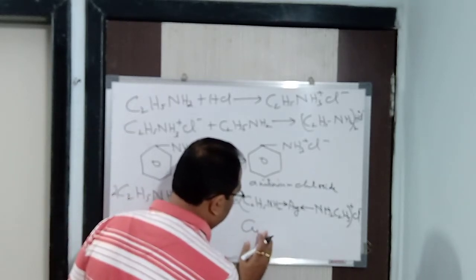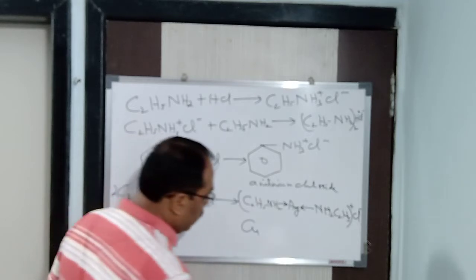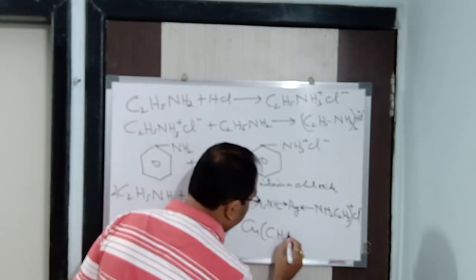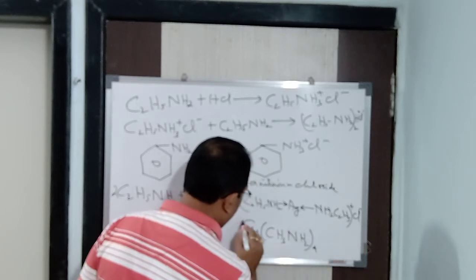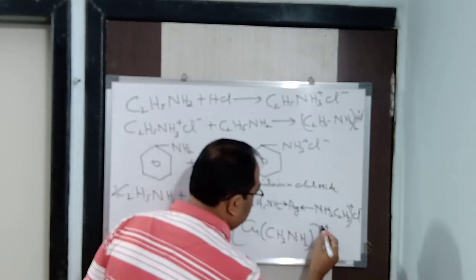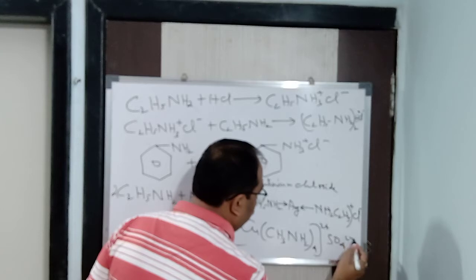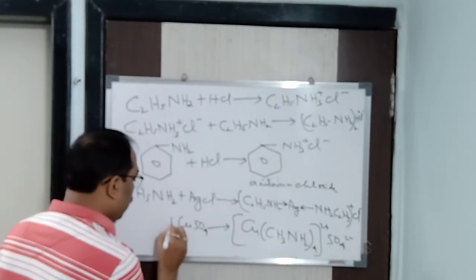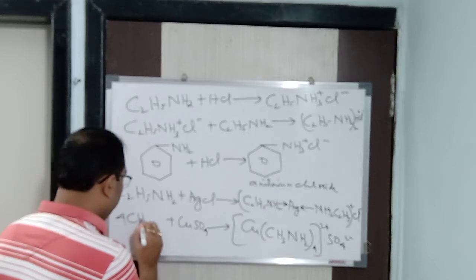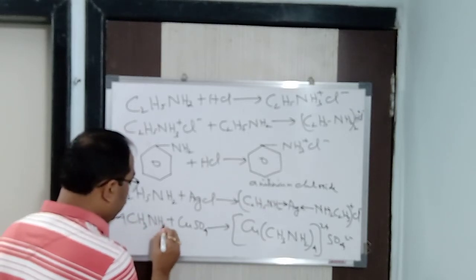That is Cu, got it? That is [Cu(CH3NH2)4]2+ and SO4 2-. For that reason what I need to do is take CuSO4 and 4 molecules of CH3NH2.